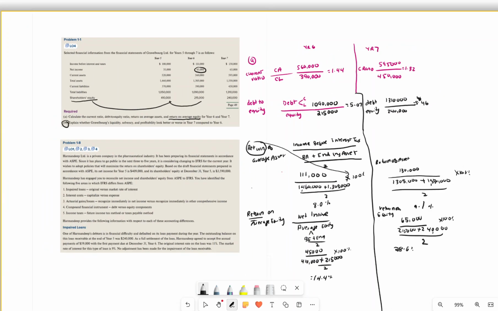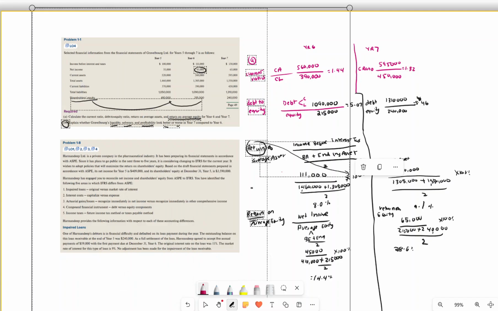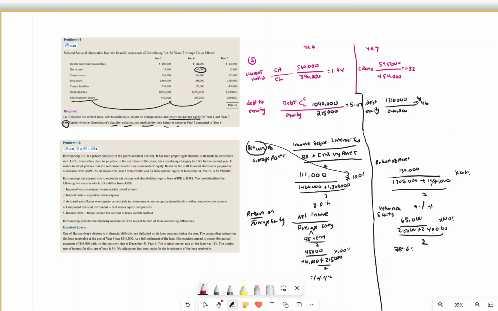Now we have to explain whether liquidity, solvency, and profitability looked better or worse in year 7 compared to year 6. When we're talking about these ratios, my first ratio is the current ratio. This is my liquidity ratio, so that's what we're comparing.